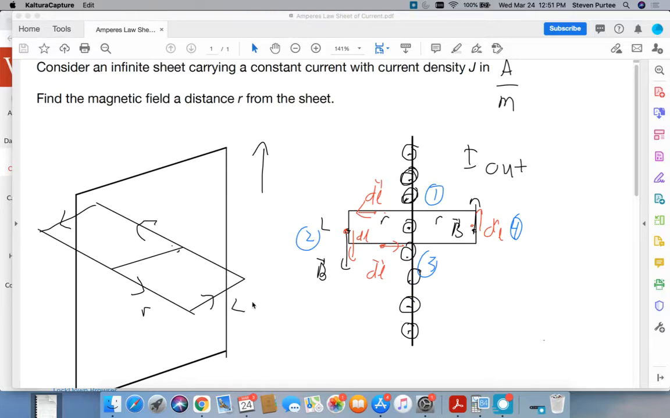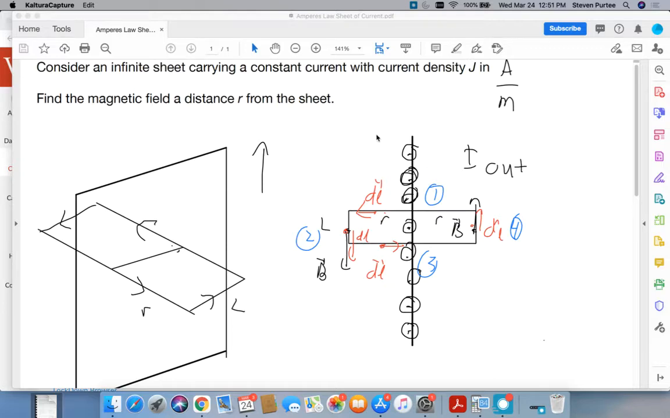Another argument we can make is the magnetic field has to point parallel to the sheet but perpendicular to this up and down direction. So if the sheet were your computer screen, the magnetic field would have to point left and right. It can't point toward the screen or away from the screen, or up or down. It would have to point left or right.